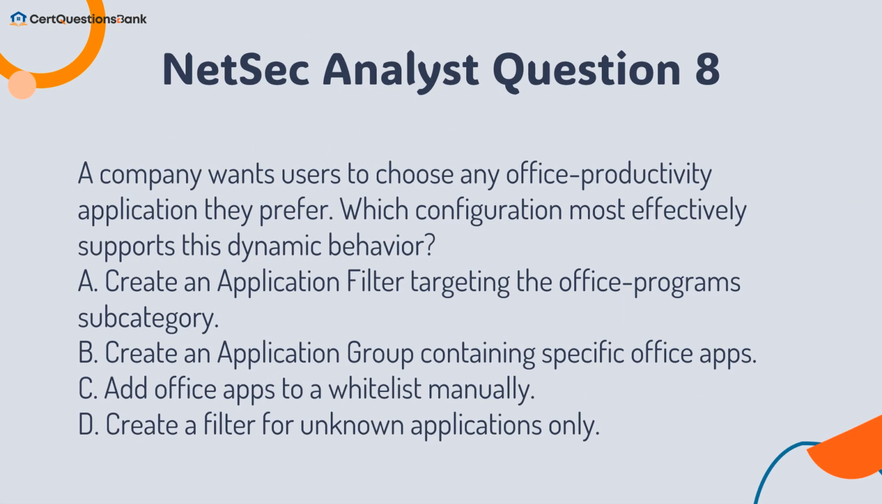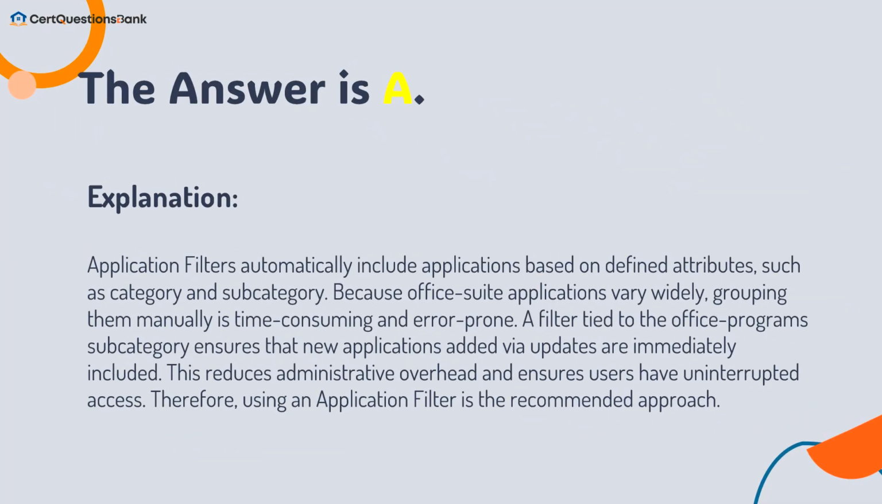A company wants users to choose any office productivity application they prefer. Which configuration most effectively supports this dynamic behavior? A. Create an application filter targeting the Office Programs subcategory. B. Create an application group containing specific Office apps. C. Add Office apps to a whitelist manually. D. Create a filter for unknown applications only. The answer is A.